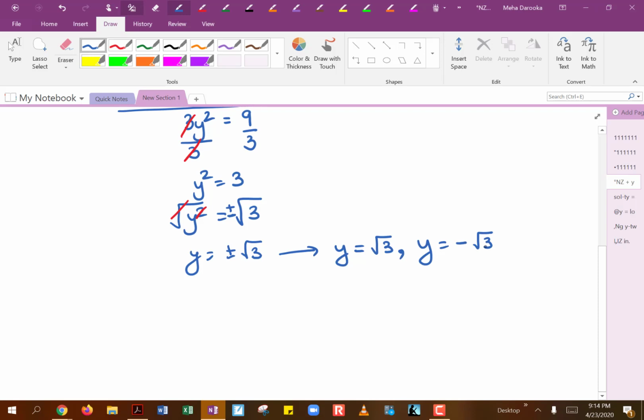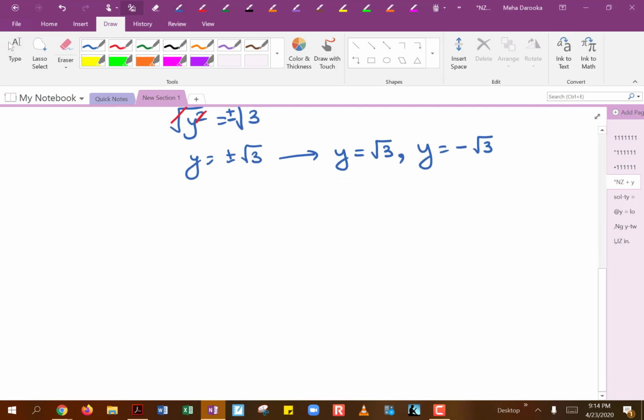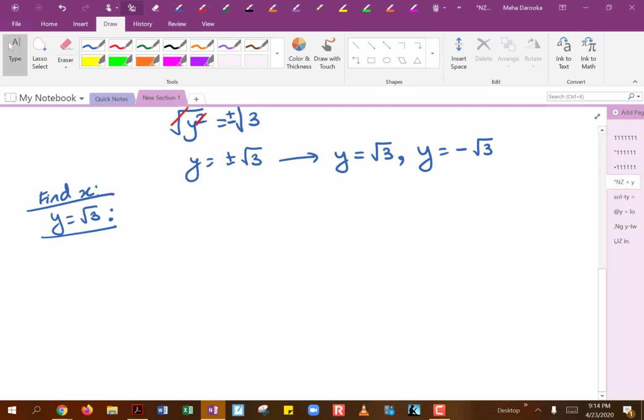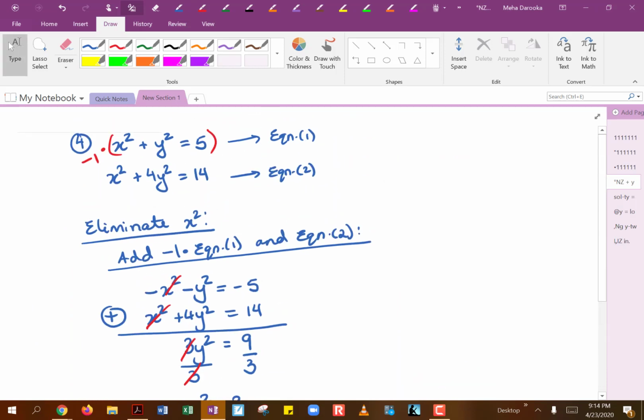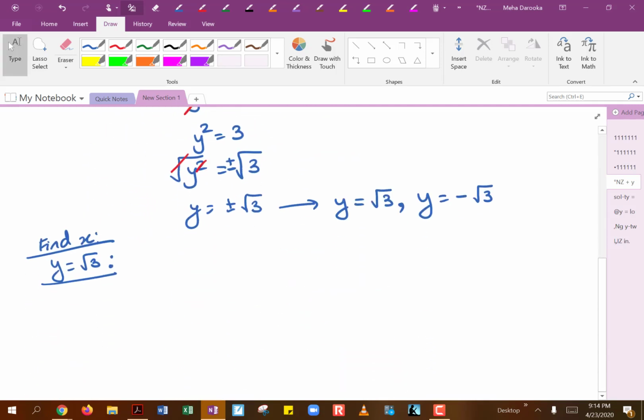So what that means is we have to use each value of y to find out what our x values are going to be. So let's start with the first one, y equals positive square root of 3, and let's see what kind of x values we can get. So we are basically finding x at this point. And I think I'm just going to use my first original equation to help us find the x value. So that's x squared plus y squared equals 5.